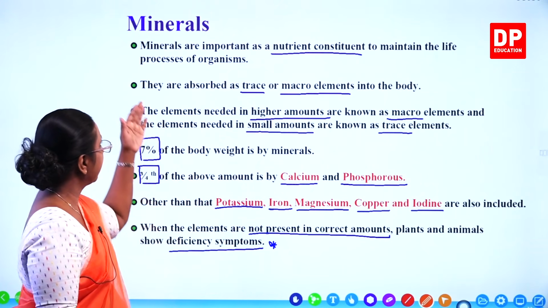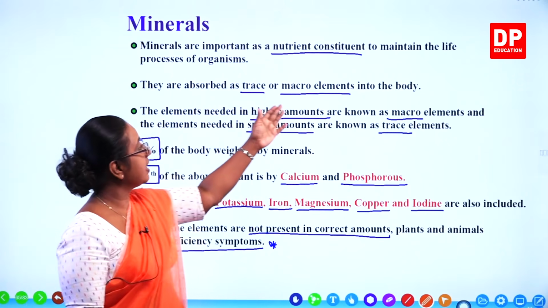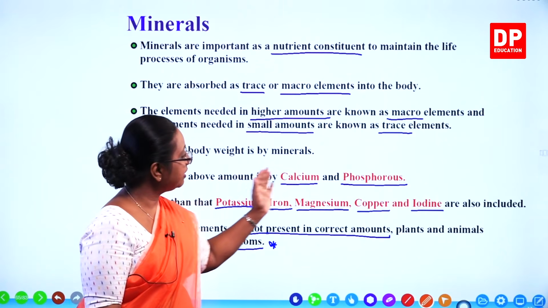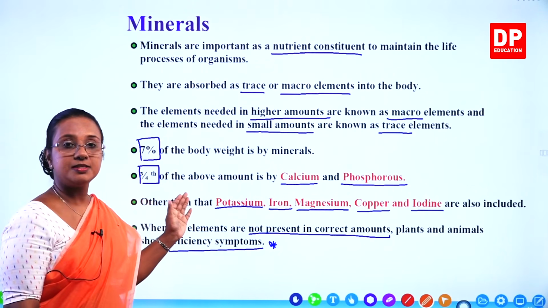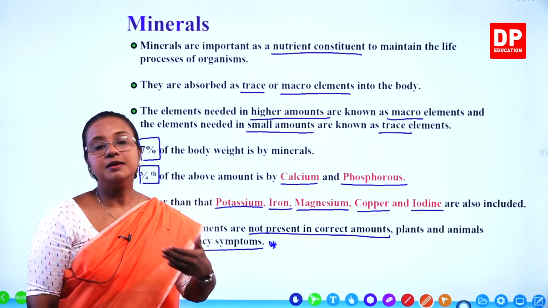So now we have discussed the importance of minerals, the trace and macro elements, and the different elements that are present in living organisms. Now we will see how these minerals are important for the existence of both plants and man.